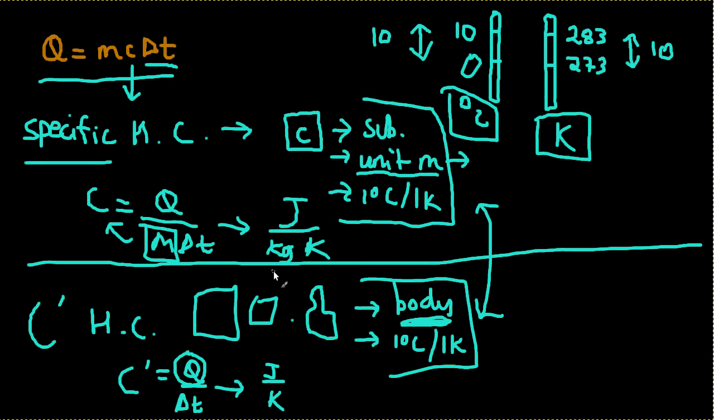Also, just to sum up a few differences now. Say you have C over here and C dash here. Specific heat capacity is for a substance. Heat capacity is for a body. So specific heat capacity is, for example, copper. Heat capacity is, for example, a wire, a copper wire. So that's the difference. Specific heat capacity does not depend on mass.